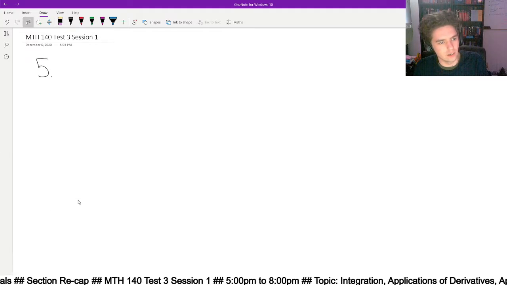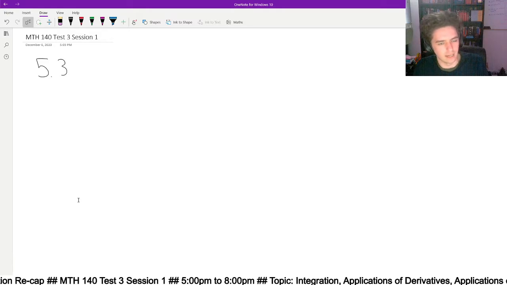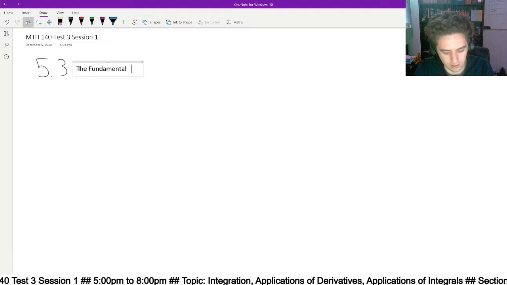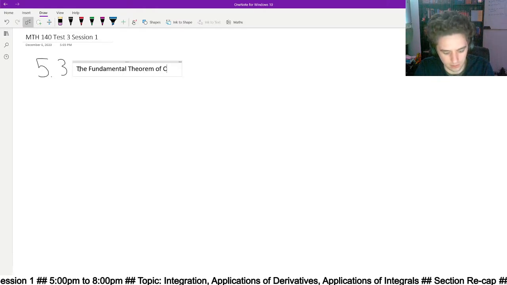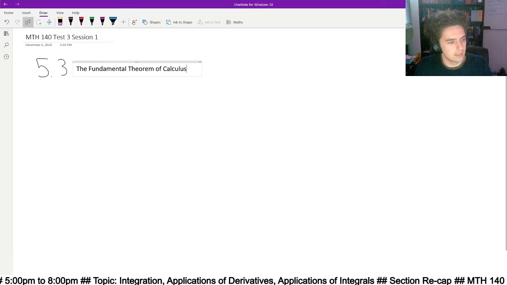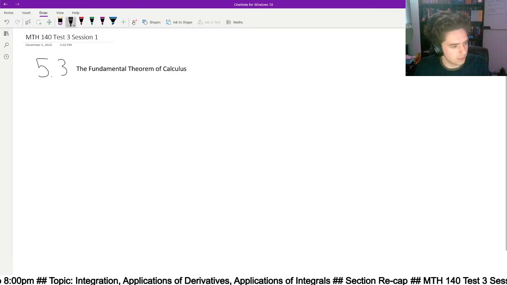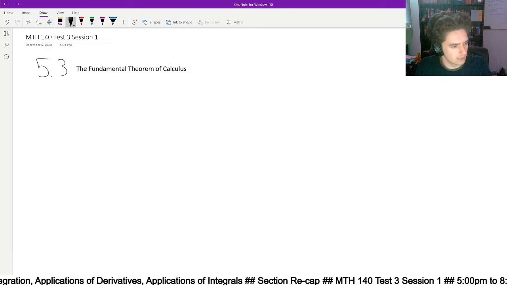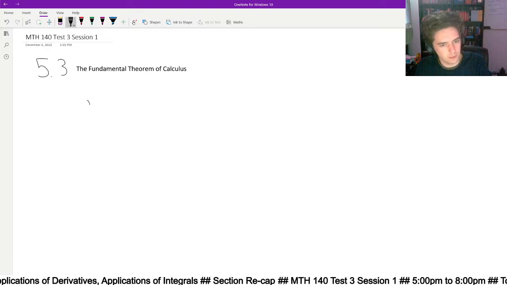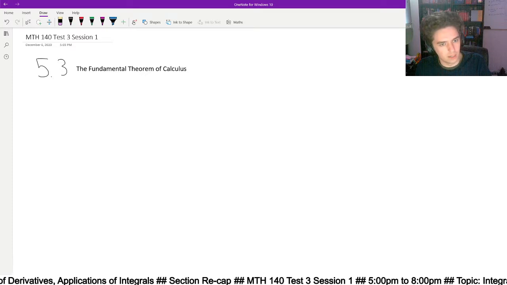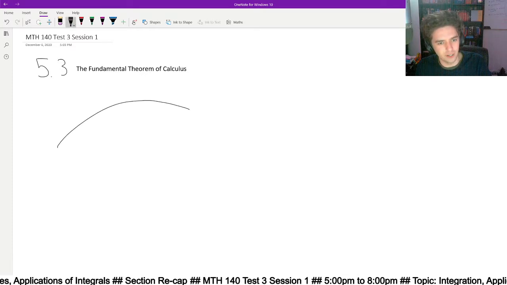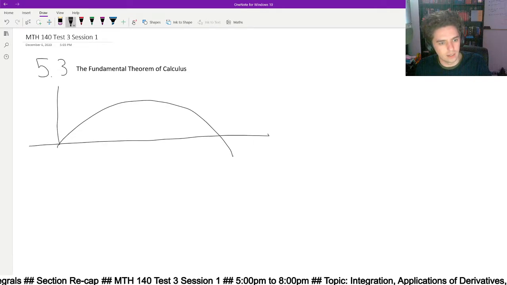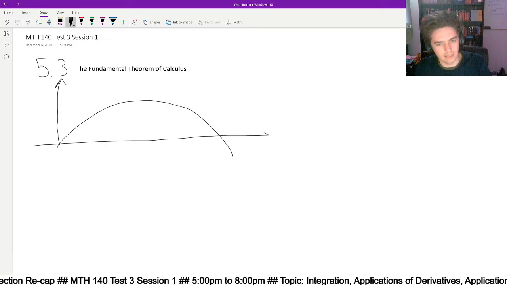So 5.3 is called the fundamental theorem of calculus. I'll just write it all out here. Probably people have seen it, but let's do a couple of things here. There are two parts to it. The first part, in general, is if I have a curve, any curve, and I call this my y-axis, and this my x-axis.